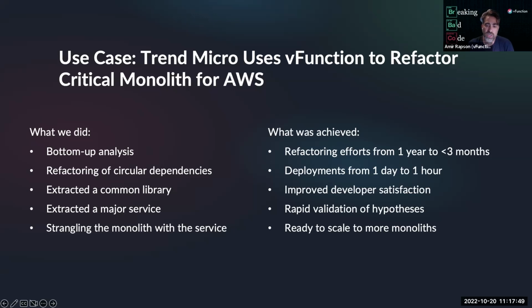So what was achieved? The refactoring with vFunction, instead of the year that they had already spent on it, went down to under 3 months. To deploy the application used to take at least 1 day. Now it takes 1 hour. Developer satisfaction is up. They can now quickly validate their hypotheses on developing for that new service, and they're ready to scale their modernization to more and more monoliths that Trend Micro uses.